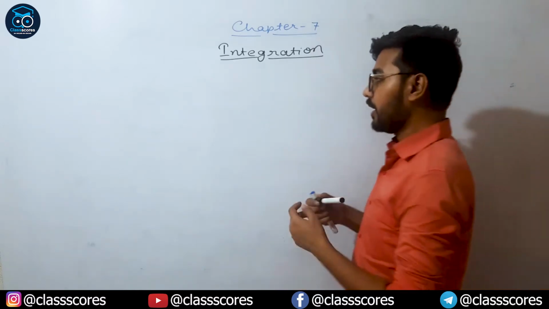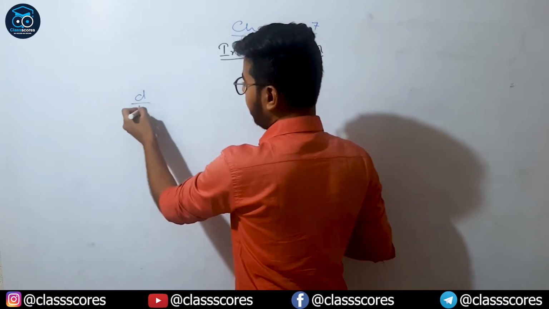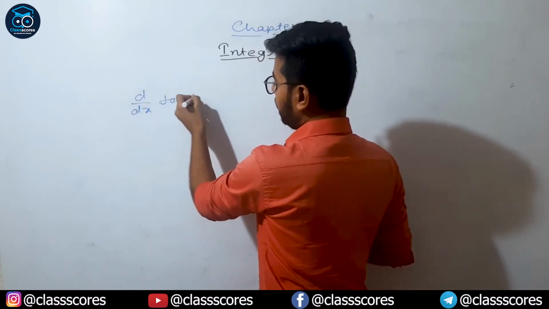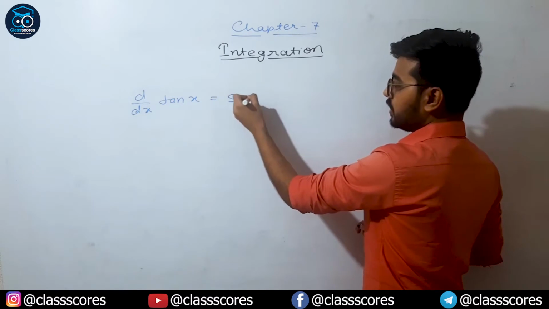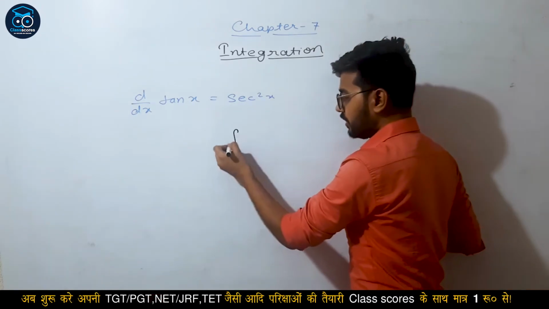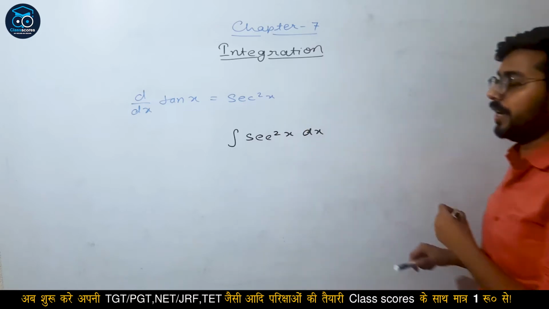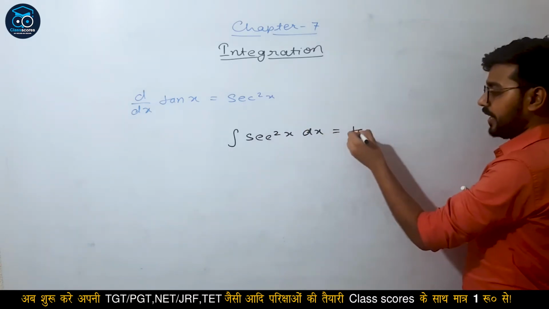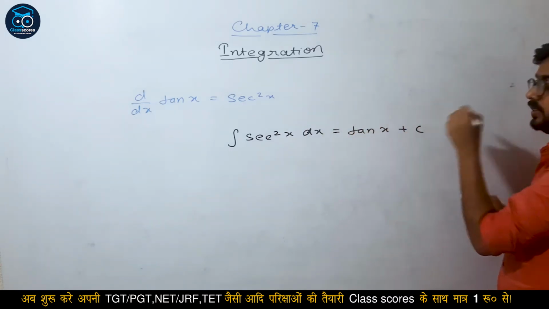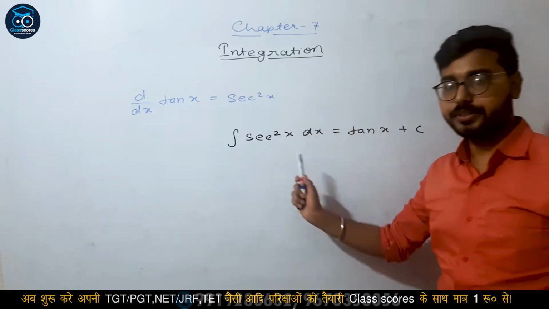For example, in differentiation we had studied the derivative of tan x. The derivative of tan x is sec square x. So here in integration, when we integrate the term sec square x with respect to x, we get tan x plus c. So this is the integration of sec square x.